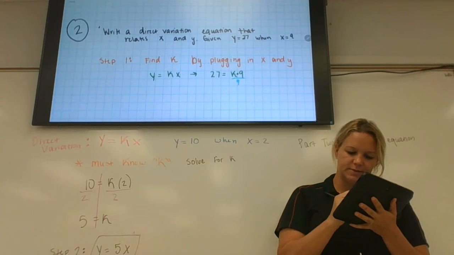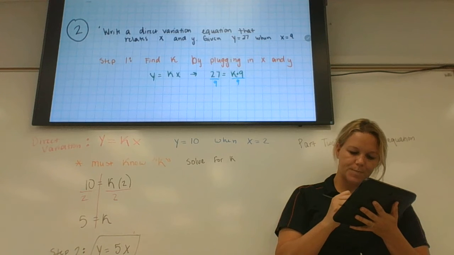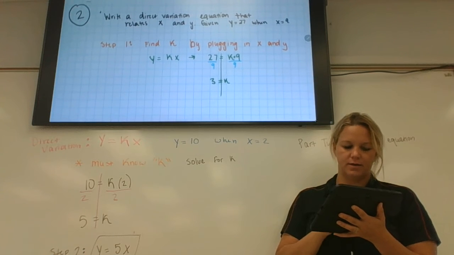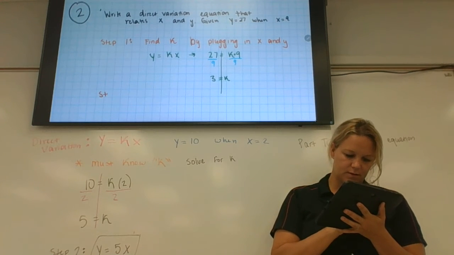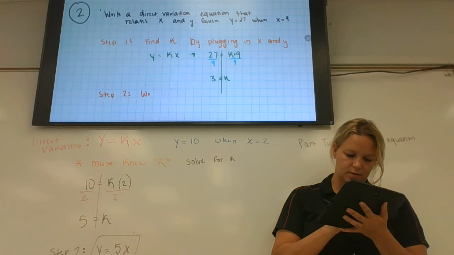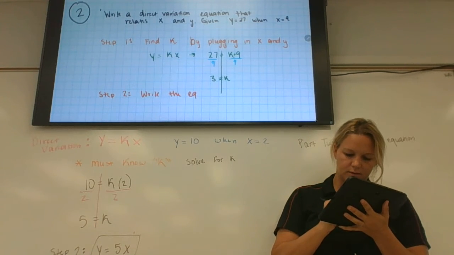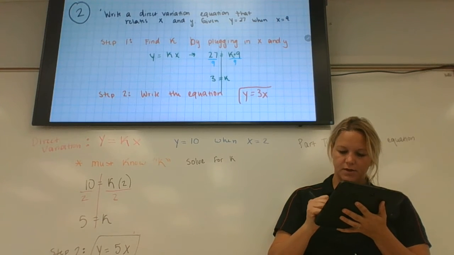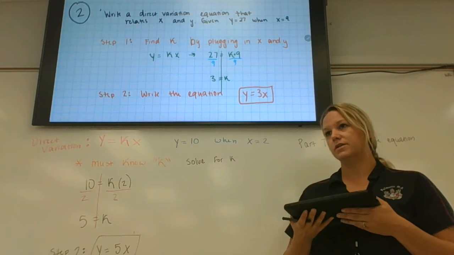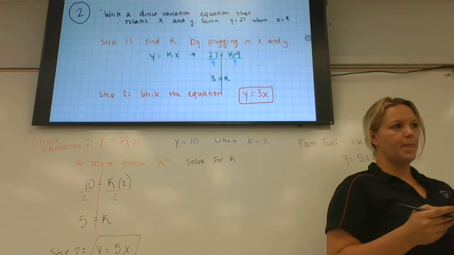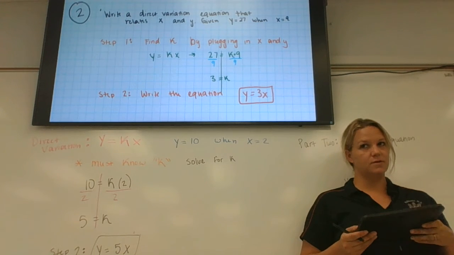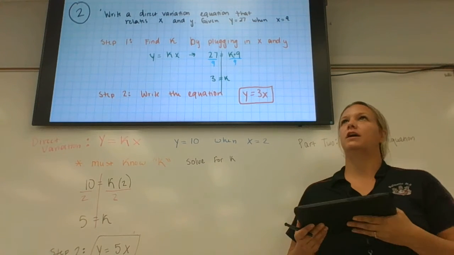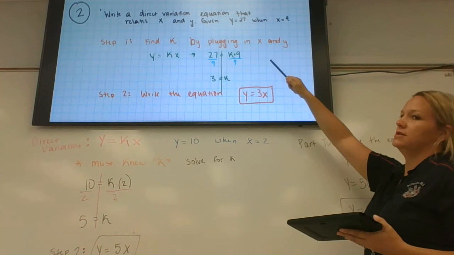So we'll divide both sides by 9. Put the line here. 3 equals k. Step 2. Write the equation. There it is. Y equals 3 times x. That's like the one you graphed on Monday. So that means that if you were to continue that graph really long, the point 9, 27 would be on that graph.